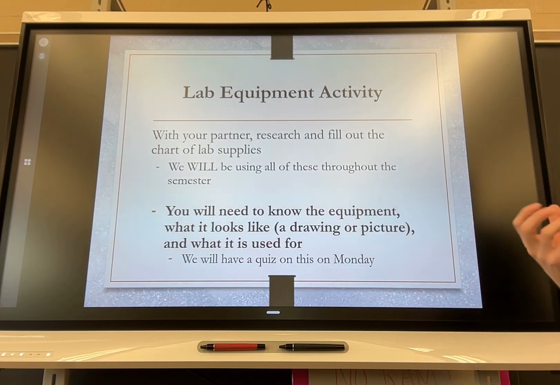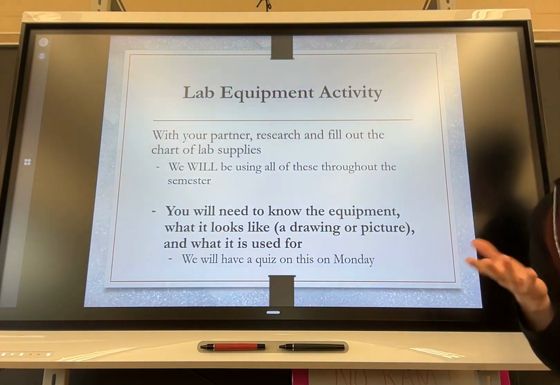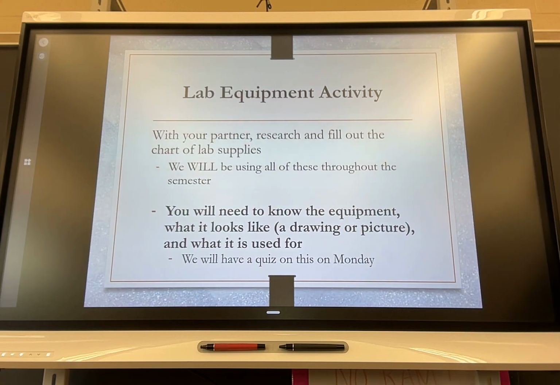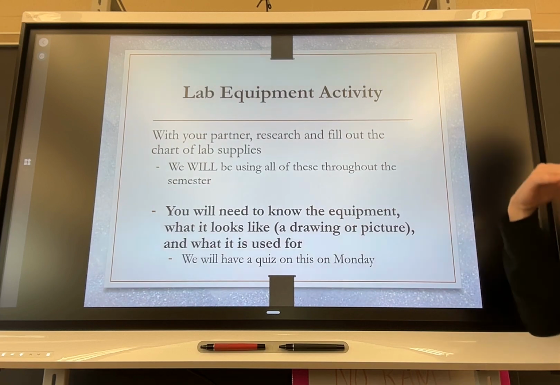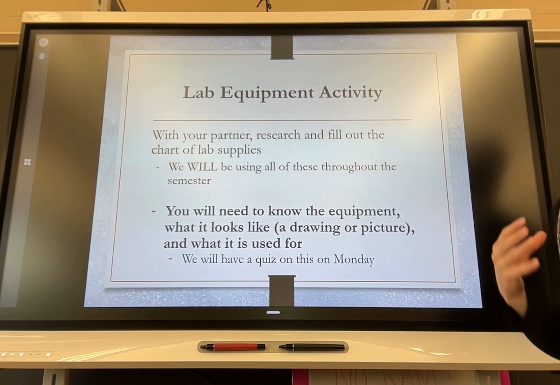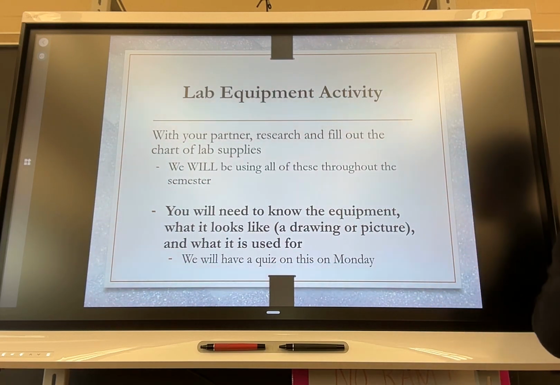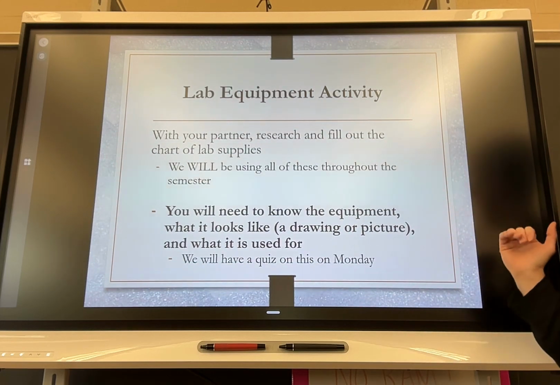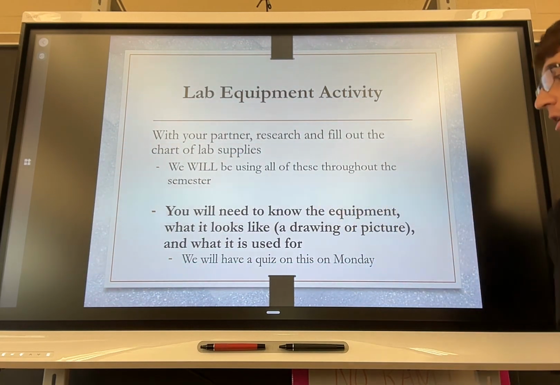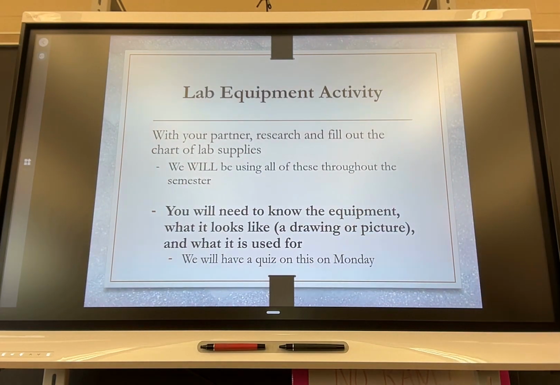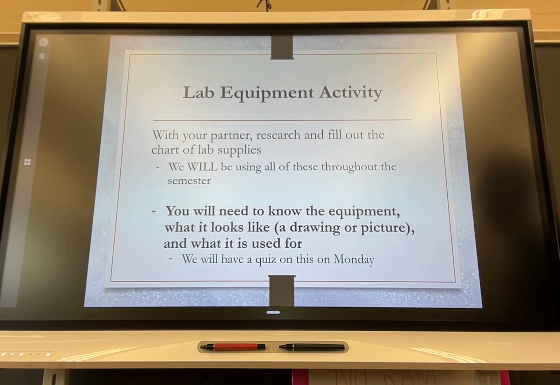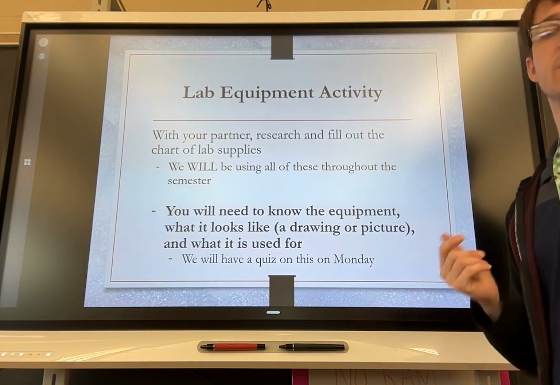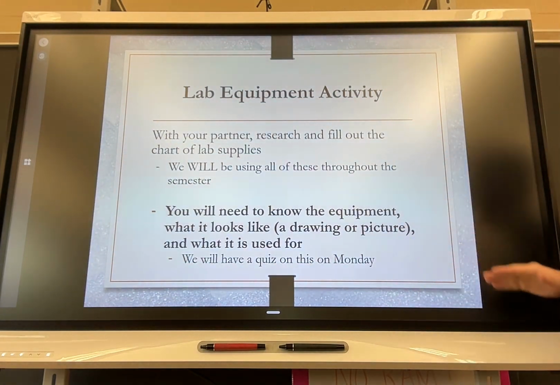So where we will continue with this is in class, where you will get a lab equipment activity. What we're going to do is go through different pieces of equipment that we use in the lab. I want you to get familiar with them. I want you to have a little cheat sheet to identify them. You will need to know what the equipment is, what it looks like, and what it is used for, so that whenever we get into the lab, I don't have to waste any time. We can jump right in and you can have fun exploring the different things that we're going to be talking about. So this will be quizzed on.